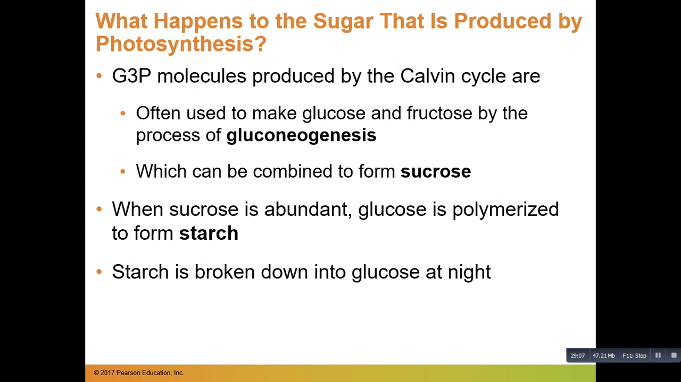Starch is kind of the plant's version of fat storage, which is a little bit longer term storage. Plants can also use starch and break it down at night into glucose to fuel their processes at night when photosynthesis isn't happening. So starch is often going to be found in the roots of plants to help them survive winter when photosynthesis isn't happening.